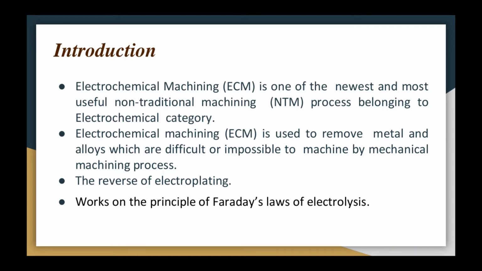Electrochemical machining is one of the newest and most useful non-traditional machining processes belonging to the electrochemical category. Electrochemical machining is used to remove material from metals and alloys which are difficult or impossible to machine by mechanical machining processes. This electrochemical machining process is the reverse of electroplating.